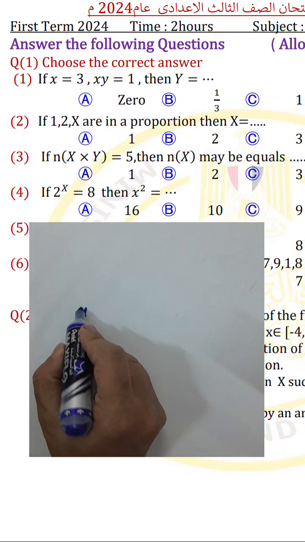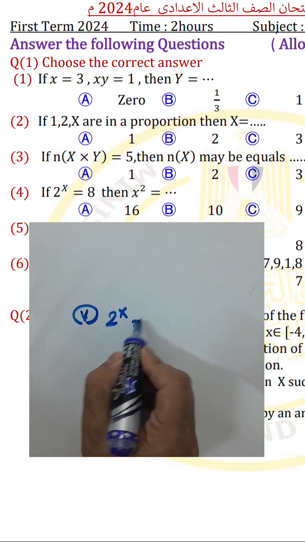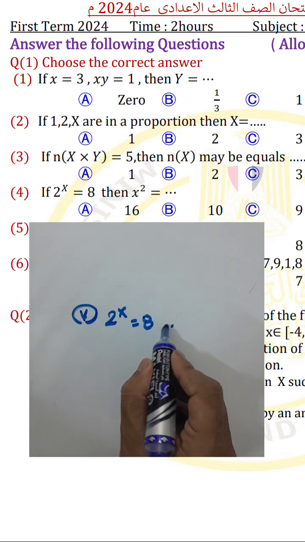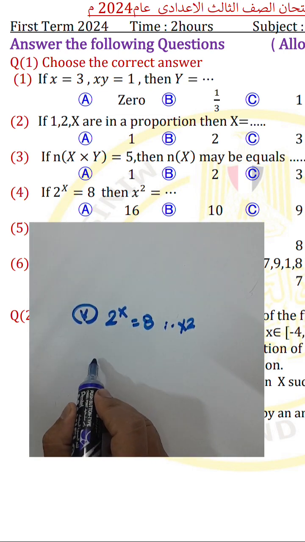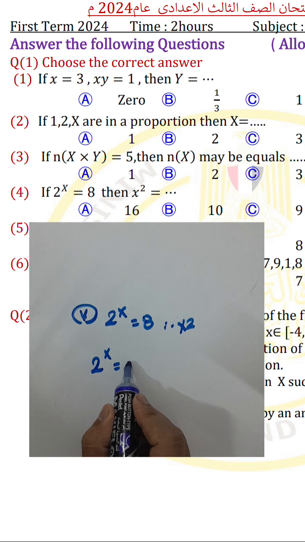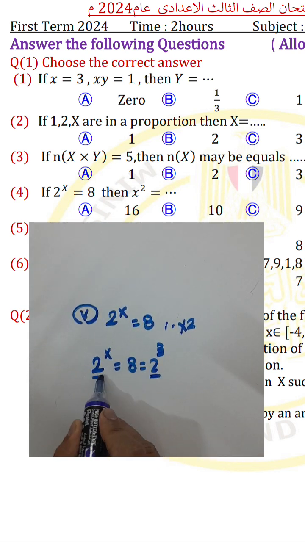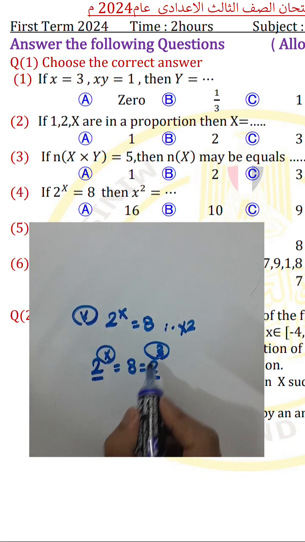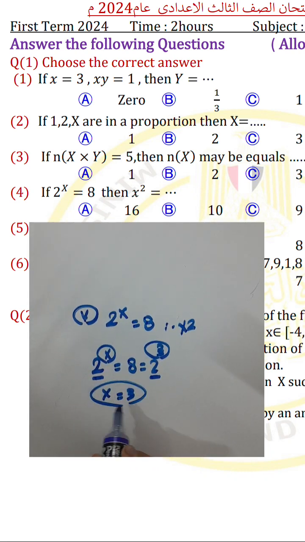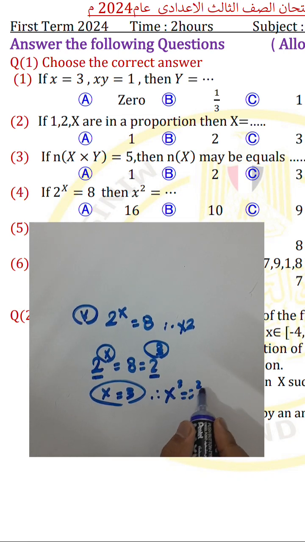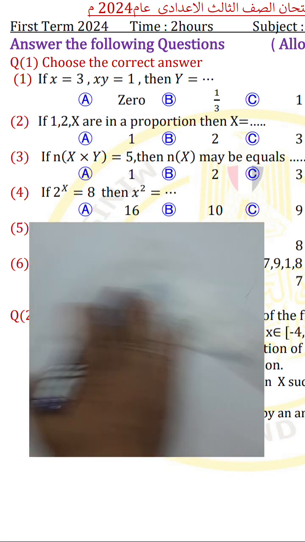Question number 4. If 2 power x equals 8, find x power 2. First, we know 2 power x equals 8. 8 here is equal to 2 power 3. And since the two bases are equal, the power x equals 3. Then the value of x here equals 3. Then x power 2 will be 3 power 2, which is 9. Then the result here will be 9.